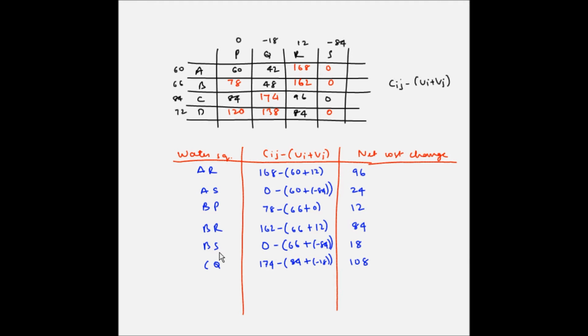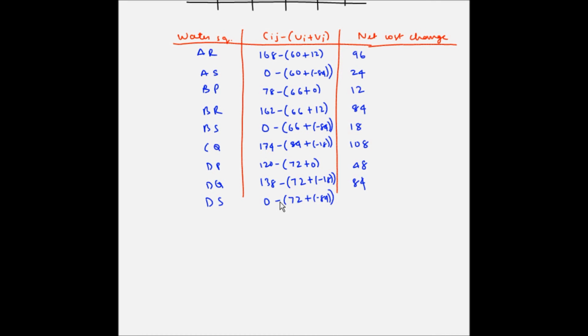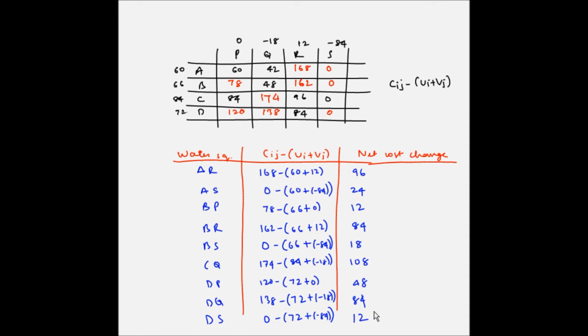The next water square is DP. Cij is 120, Ui is 72, and Vj is 0. So 120 minus 72, the answer is 48. The next water square is DQ. Cij is 138, Ui is 72, and Vj is minus 18. Now 72 minus 18 is 54, and 138 minus 54 is 84. And the last water square is DS. Cij is 0, Ui is 72, Vj is minus 84. Now 72 minus 84 is minus 12, and there is a negative sign outside, so minus minus plus, the value is 12.